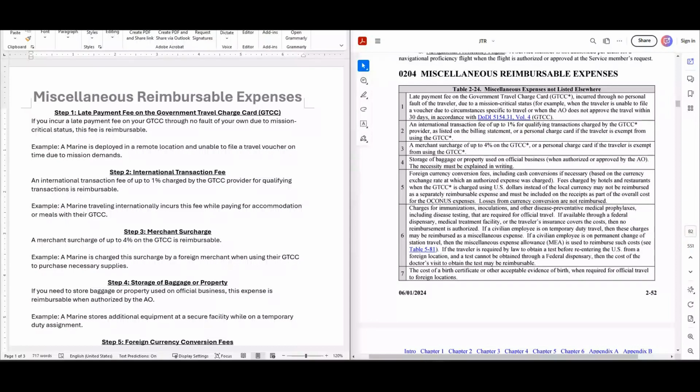So the first thing I just want to talk about is that this subchapter of the JTR covers things that are not already identified elsewhere in the JTR. So this does not cover everything. These are just other miscellaneous types of requests that are out here.